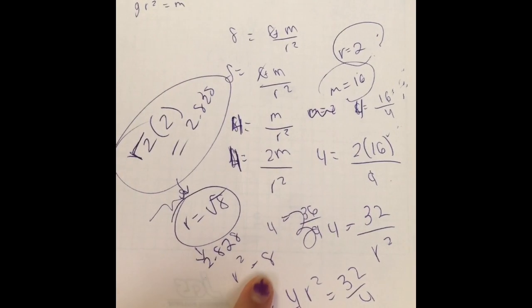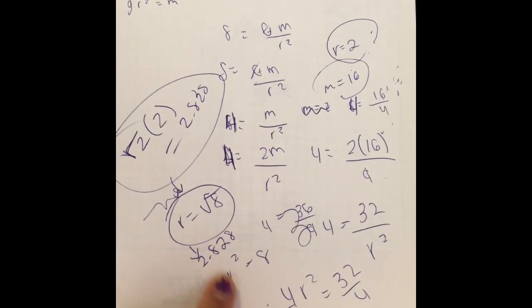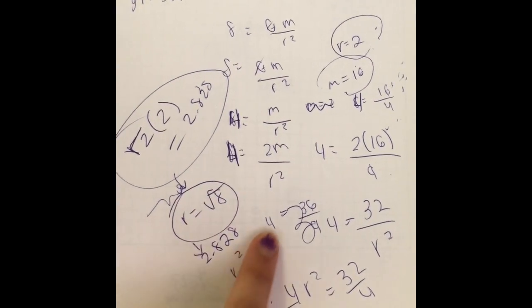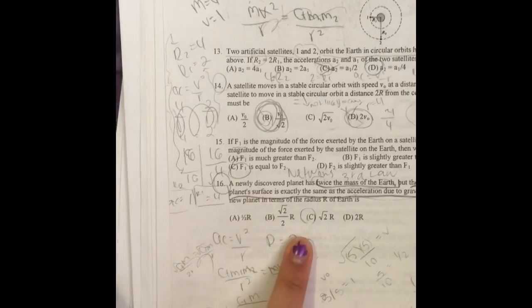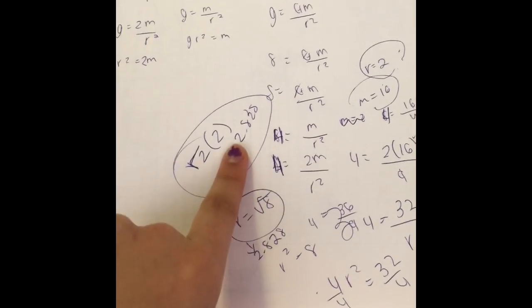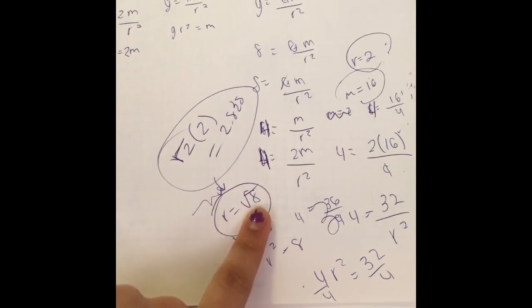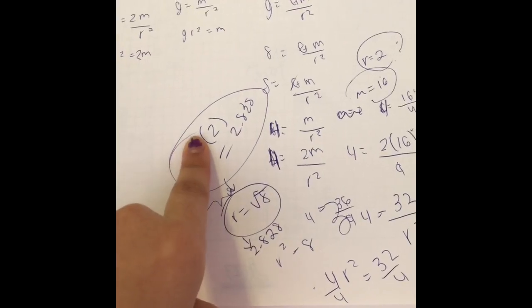And 8 equals r squared, and you take the square root. R equals radical 8, and then you plug into the original question, and you see which one of the choices gives you radical 8, which is 2.828, and that's radical 2 times 2.